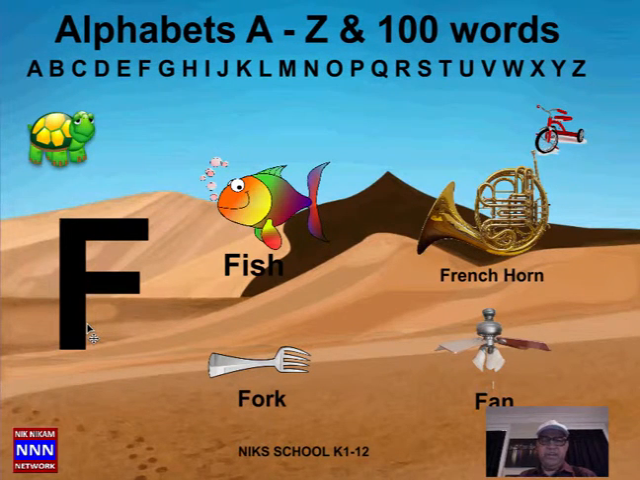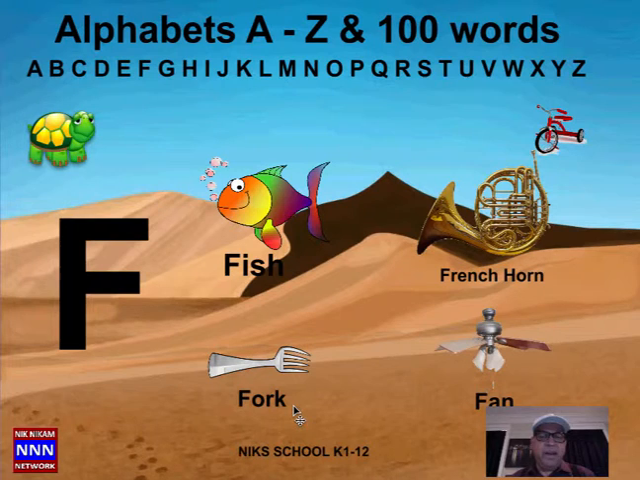Okay, here is letter F. We already saw fish. And what is this? That's a French horn. It's a musical instrument. This is what people play when they are in a group playing orchestra. Okay. And you should know this. What is this? Come on, you know. Tell me what it is.